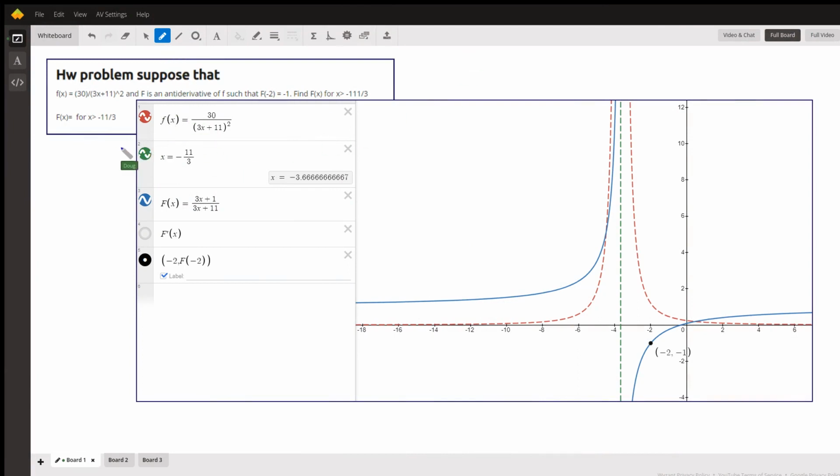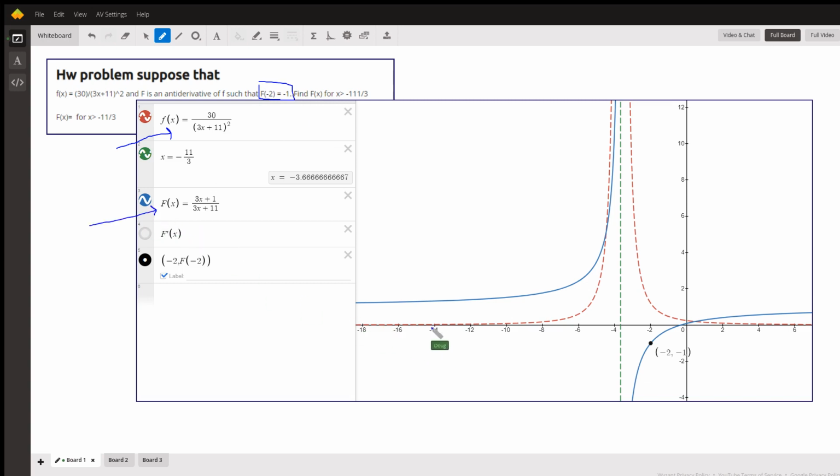You're given this function right here and asked to find its antiderivative, given that the antiderivative has a value of -1 when x equals -2. That looks like the final answer right there. On the next board, we'll see how we got it.